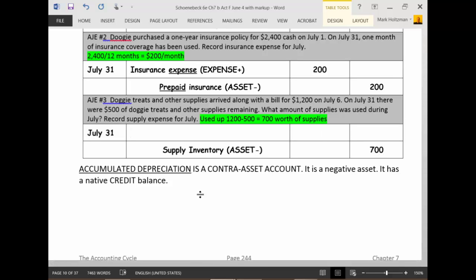The debit here would be to supply expense, also for 700. And again, you must specify here expense or inventory. Otherwise, I don't know which one you're talking about. You will get it wrong if you don't specify. So again, crediting supply inventory, this asset, this debit credit thing, you really got to get it down.